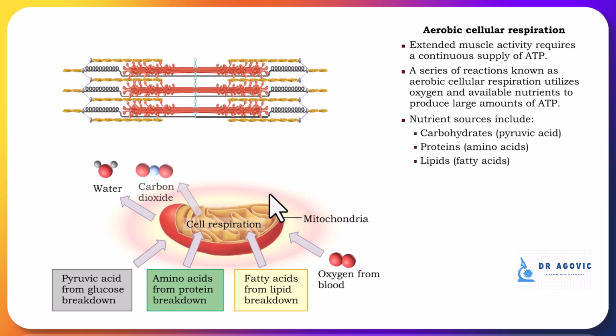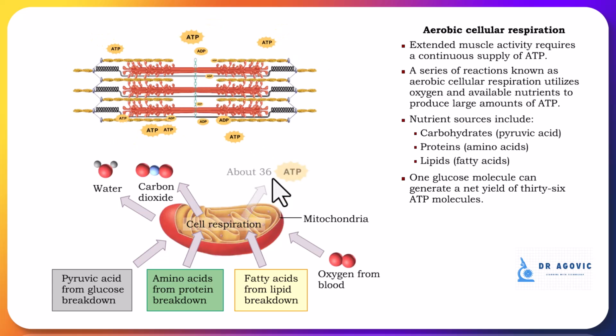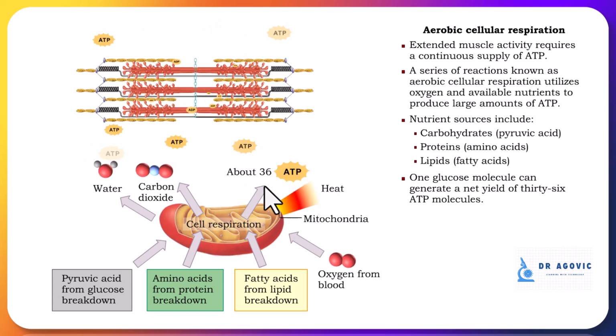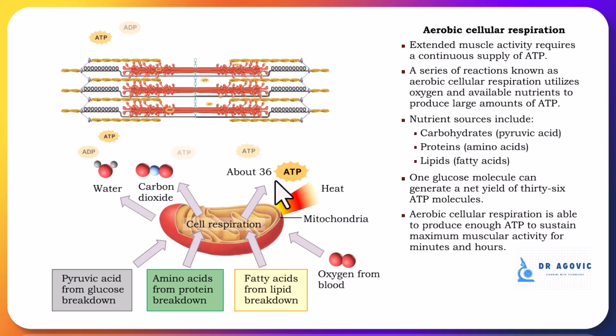The result is water, carbon dioxide, and a great amount of ATP from one glucose molecule. In other words, one glucose molecule can generate a net yield of about 36 molecules of ATP. Aerobic cellular respiration is able to produce enough ATP to sustain maximum muscle activity for hours.